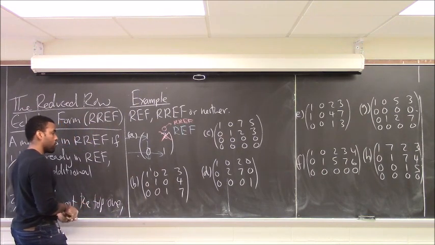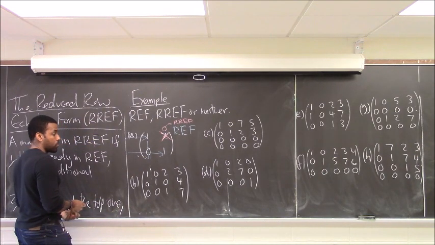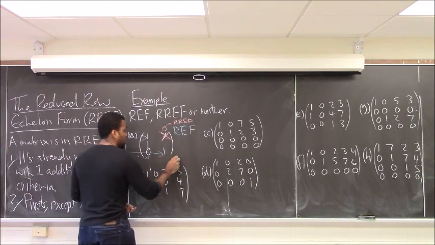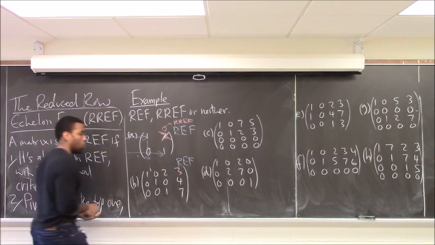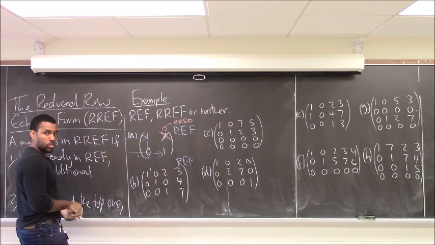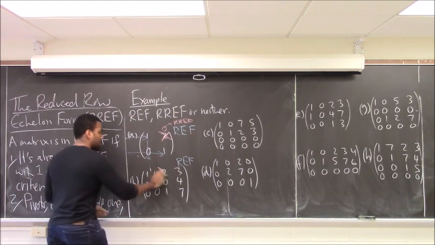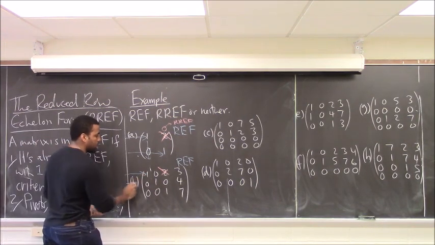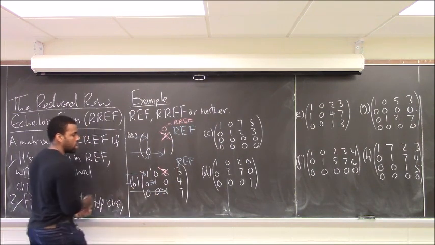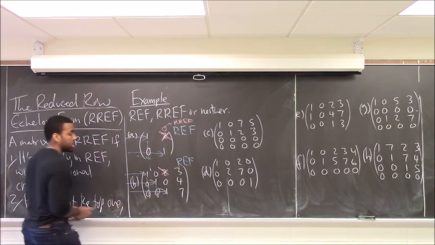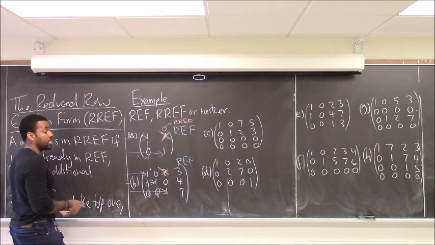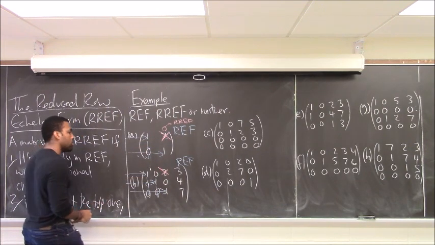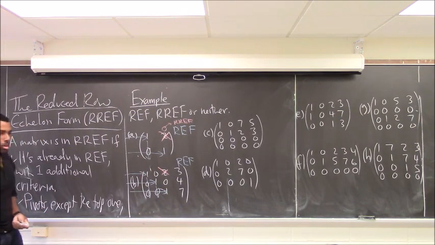What about this one? It is REF. Why? The 2 is again the problem. Now, any row of zeros to the bottom, there are none. First non-zero number in any row is a 1. The ones are to the right of the ones that are above them. Ones have zeros below them, except the bottom one. And the last criteria is that the ones also have to have zeros above them, and this one does not have a zero above it, so it's not RREF. That is the problem again.